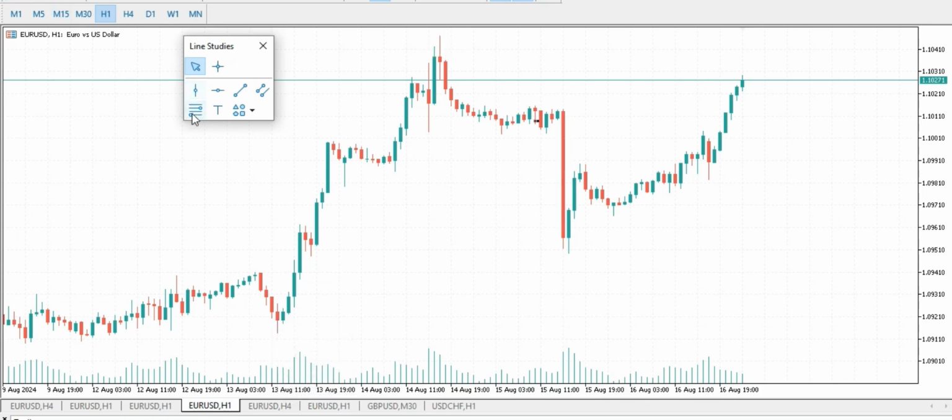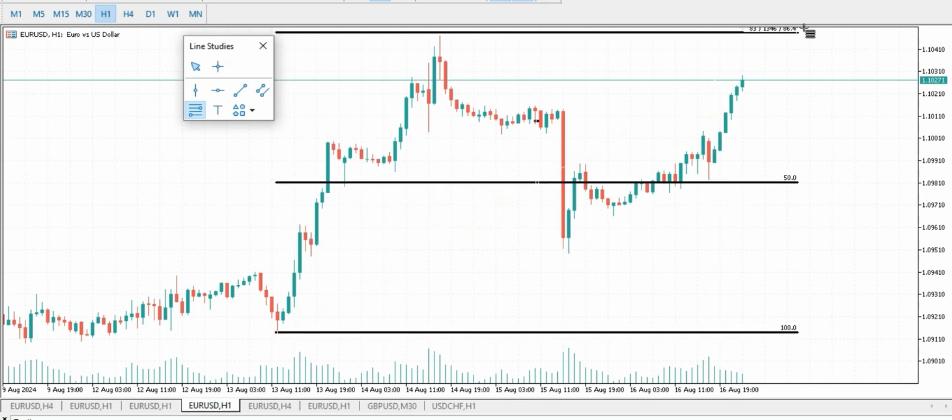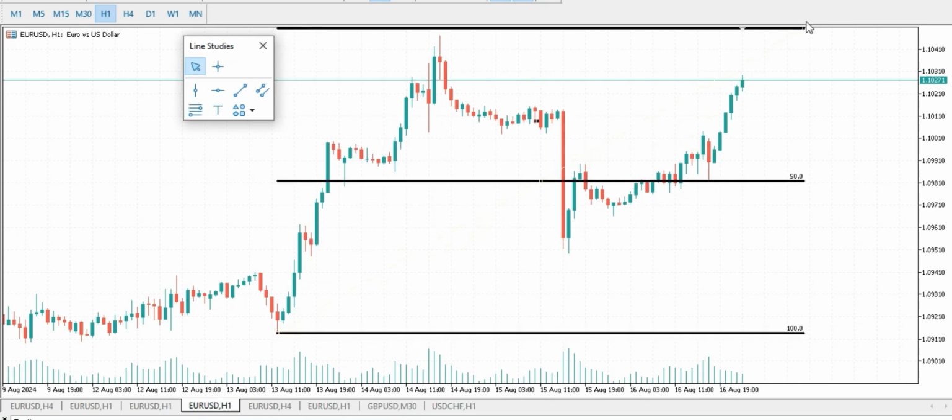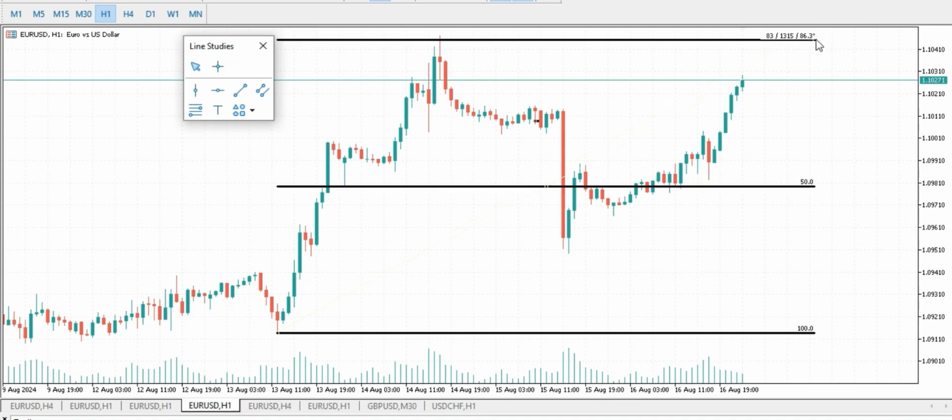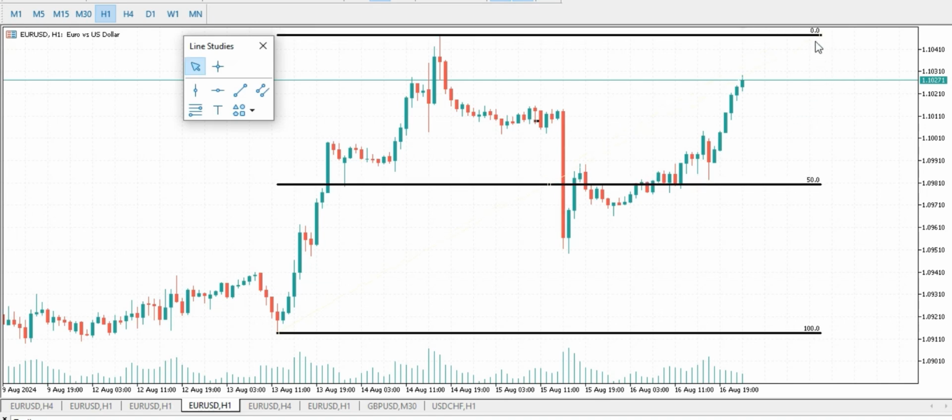This Fibonacci tool helps me know my premium and discount. You understand? It does not have all those 61.8 levels and the rest. It's just 0, 50, and 100. The 50 is the half of the Fibonacci. This is your premium, this is your discount. If price has not entered into your discount, you are not buying. You understand? So you want to see price come back into your discount level from the 50 to the 100.